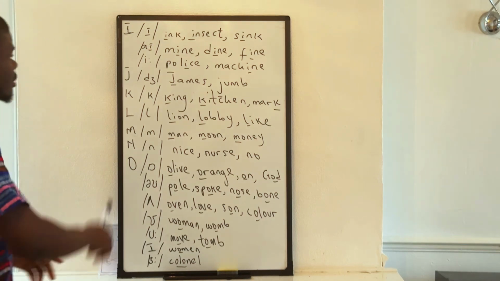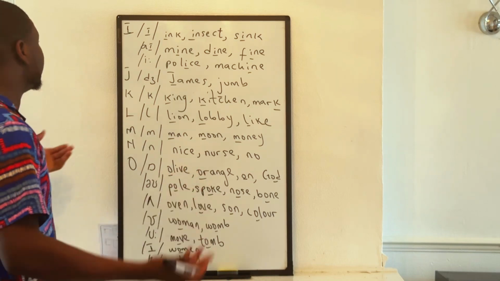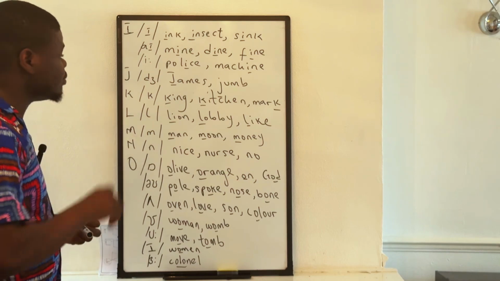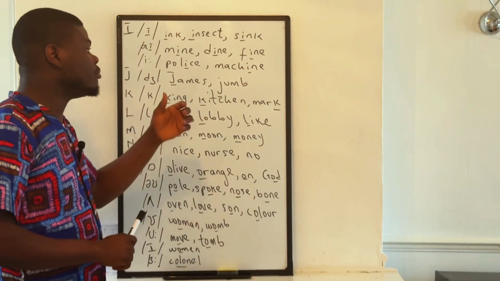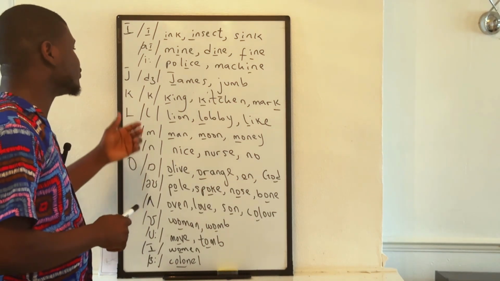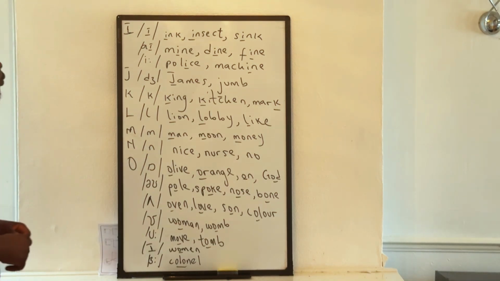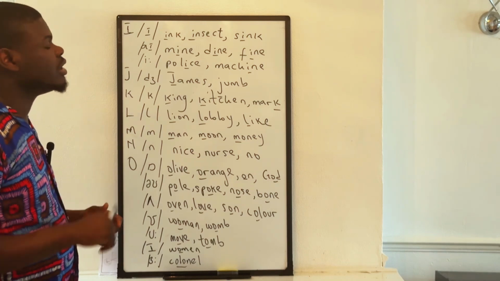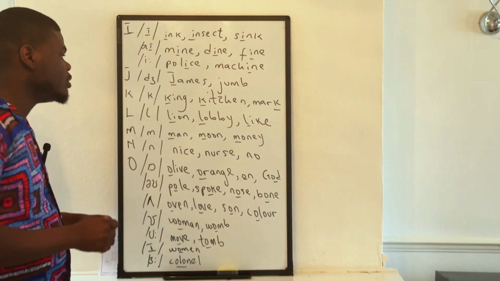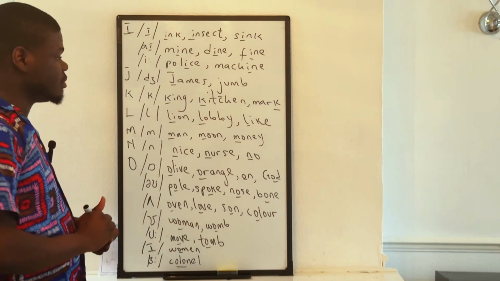Letter J is the next letter, and that letter J only gives us the J sound, as in James, jump, John, Jr. Letter K also only gives us one sound, as in king, as in kitchen, as in mark, coming on the final position. Letter L gives us a single sound also, as in lion, lobby, leak, etc. Letter M gives us a single sound also, as in man, moon, money. Letter N also gives us a single sound, as in nice, nurse, no. There are a couple of other words as examples.